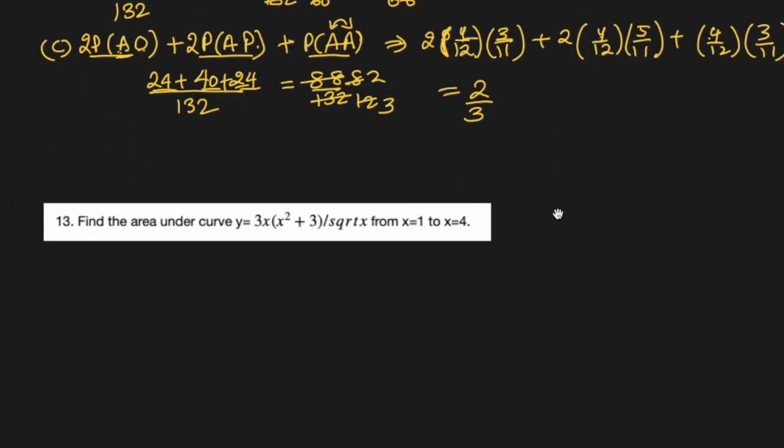Next question, find the area under the curve, this one. So whenever we want to find area under curve, we do definite integral. So from x equal to 1 to 4, 3x squared plus 3 divided by square root x dx. Just evaluate this and you get area under the curve.